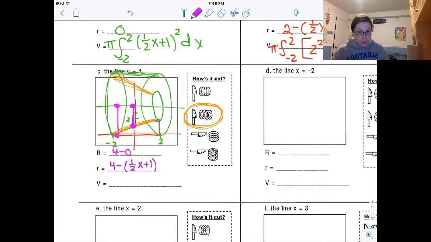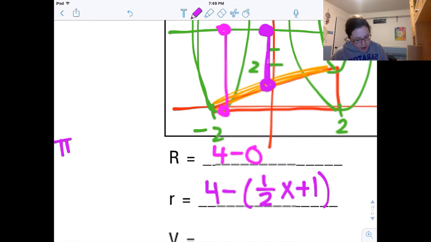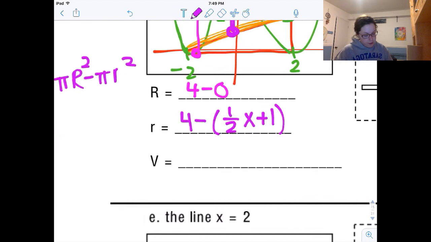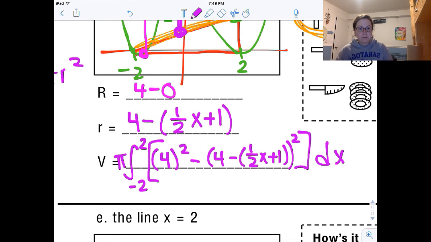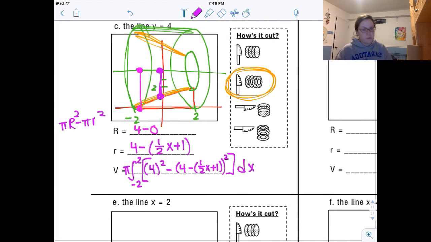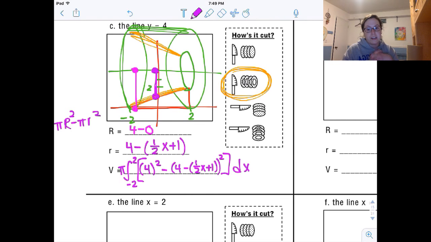And since this is a washer, I'm thinking about the fact that this would be pi r squared minus pi r squared. That's my area formula. So it would be the integral from -2 to 2 of pi, and that pi can go out front. I'm actually going to put it out front. Outer radius squared minus inner radius squared dx. So always, always, always with washers, you're doing outer radius squared minus inner radius squared.